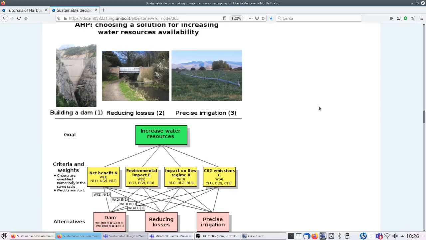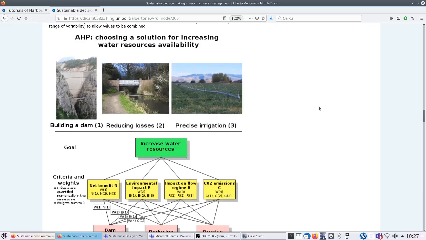We are talking about discussions among stakeholders, and between us and the stakeholders. And in order to make these discussions more efficient, more transparent, we are studying decision support systems. Basically, they are based on selecting criteria to judge, to select between different alternatives. On the one hand, we have the alternatives to solve a problem, and usually they are design alternatives. In this case they are dam, reducing losses, precise irrigation. These are the three alternatives, and we have to decide one of them.